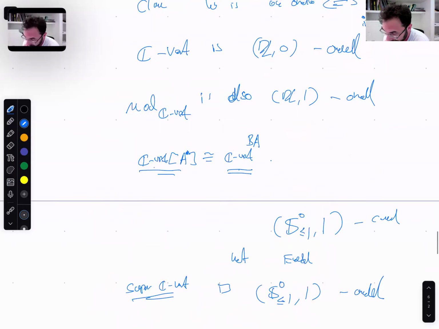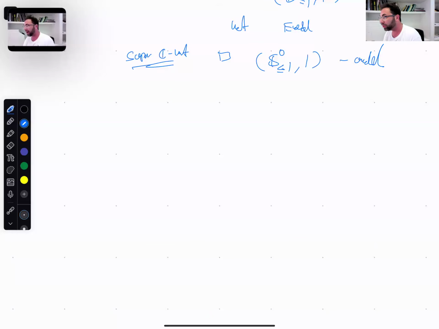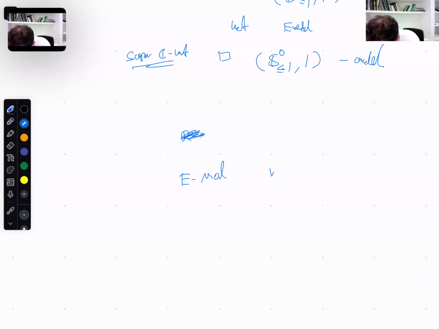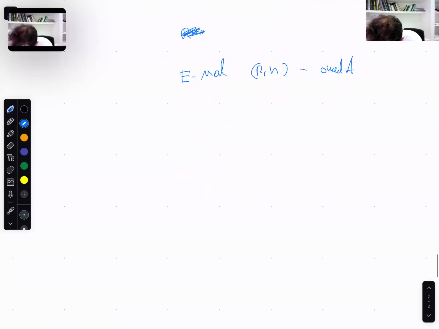Now, you might ask then, okay, how are those things related to each other? Can we go from one of those things to another? And well, yes, you can. If we have some E mod, which is Rn oriented, then you can consider mod E mod. It's going to be Rn plus 1 oriented.